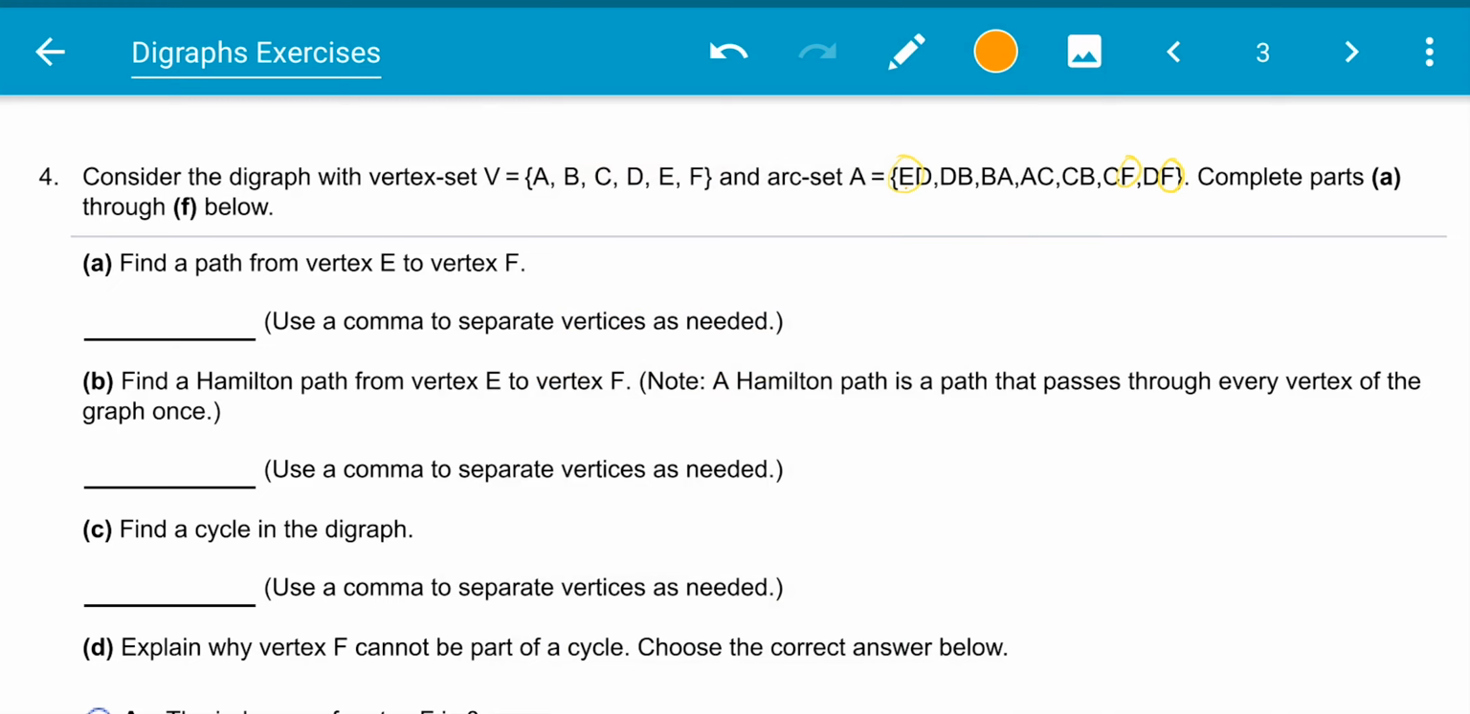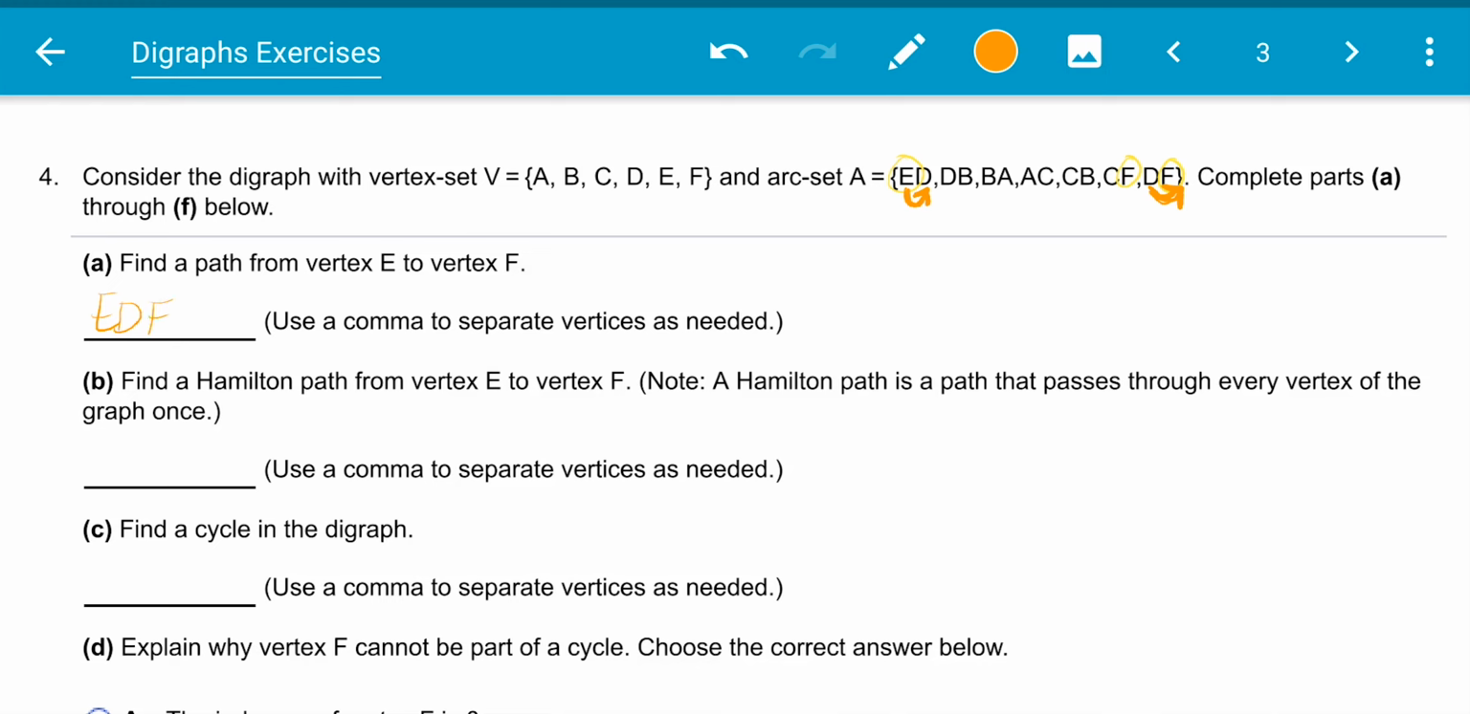So we could go from E to D because that's the only thing that E is connected to. And then from D, can we go from D straight to F? Well, D has an arrow or an arc to F. So yes, we could just do simply E to D and then D to F.